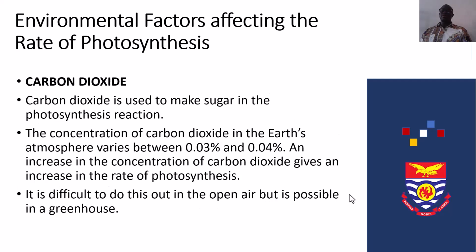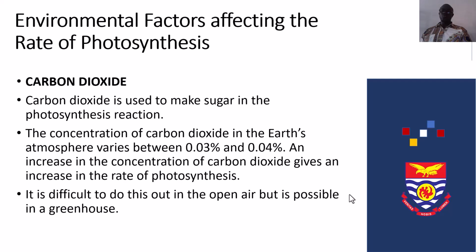We hope it did. So the environmental factors affecting rate of photosynthesis. We are done with light. We are now looking at carbon dioxide. It is used to make sugar in the photosynthesis reaction. The concentration of carbon dioxide in the Earth's atmosphere varies from 0.03% to 0.04%. An increase in the concentration of carbon dioxide gives an increase in the rate of photosynthesis.